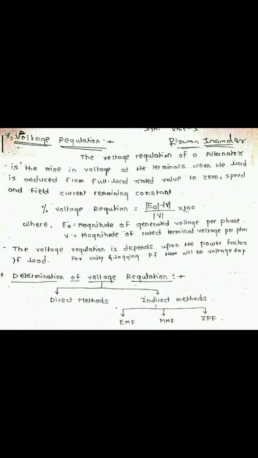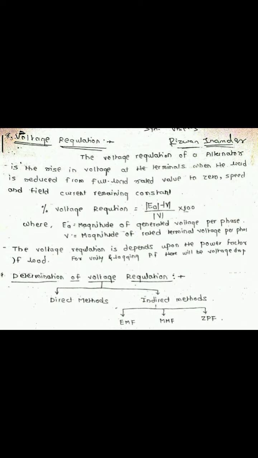The first method is called the direct method to calculate the voltage regulation of an alternator. In the direct method, we apply the direct load on the alternator, and from that we can find out the value of E0. Similarly, we know the value of V. Substituting these values, we can calculate the voltage regulation. This is called the direct method. The second method is called the indirect method, in which we calculate the value of voltage regulation indirectly.